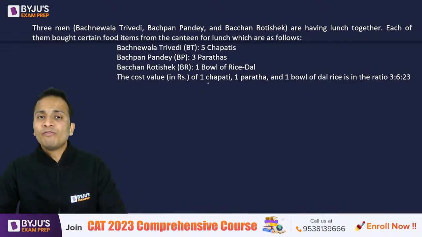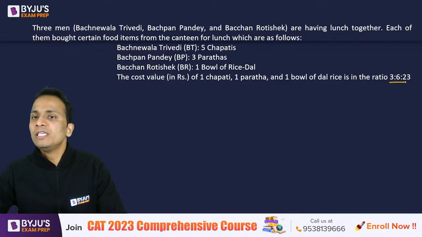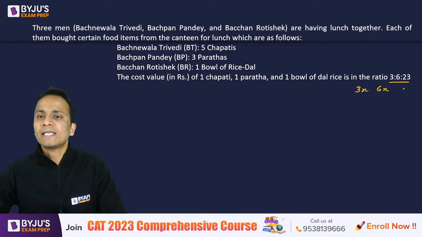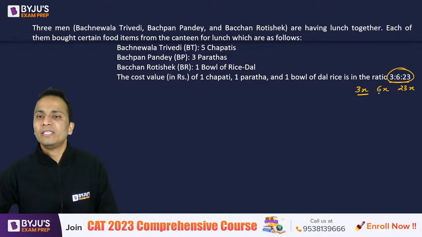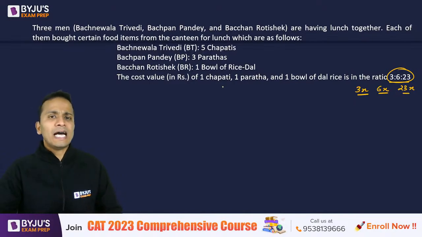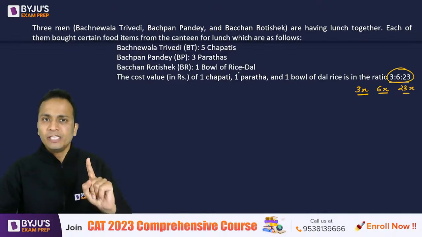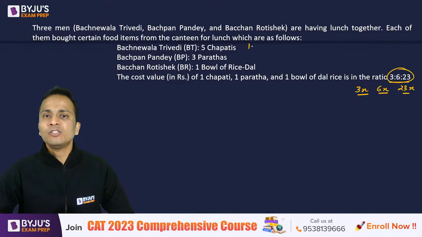Now, the cost value of 1 chapati, parantha and bowl of dal rice is 3 is to 6 is to 23. So I'll assume these values as 3x, 6x and 23x. Let me assume these as 3x, 6x and 23x. So that means I'm assuming that the cost of one chapati is 3x. So the cost of 5 chapatis will be 15x.